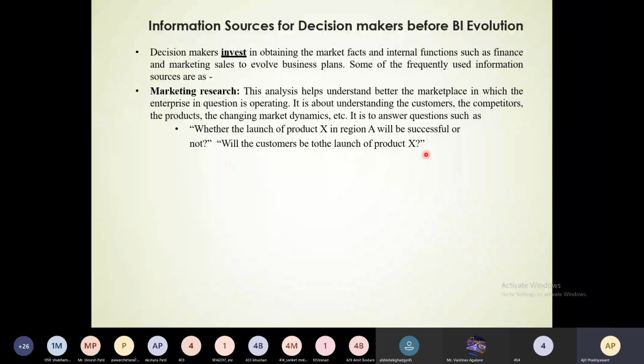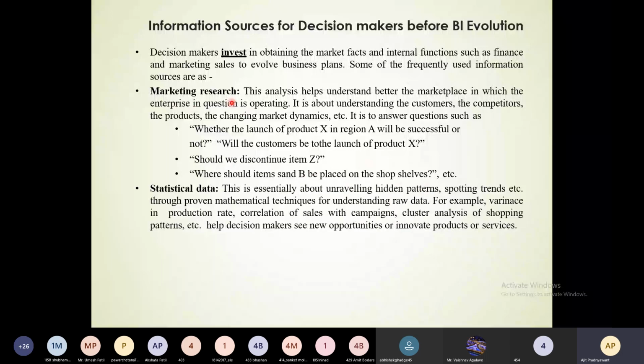Such kind of questions will be answered with the help of market research. Should we continue atom Z? Where should atom B be placed on the top shelf? Such kind of questions will be answered with the help of market research. Another source of information is statistical data.